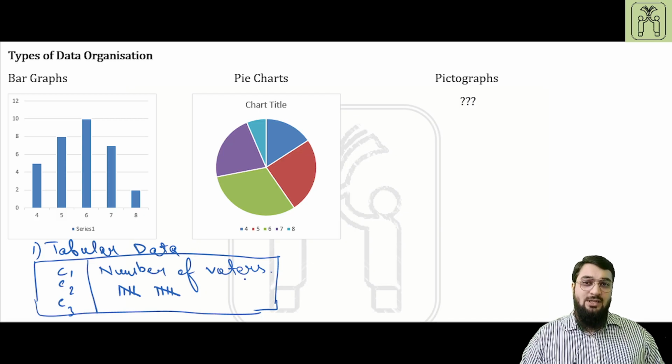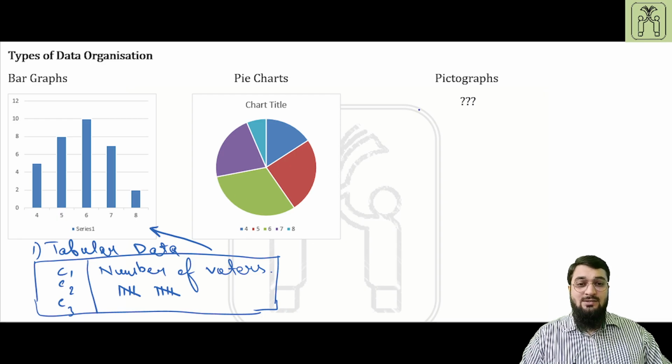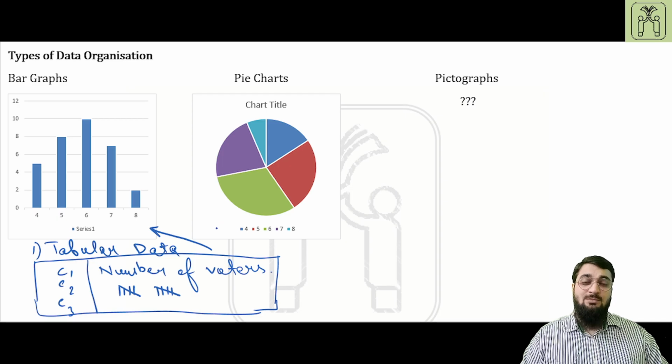After organizing data into a tabular form, what do we do? We can present or plot them in three categories. These are the basic three categories. There are various other types of categories, which I will mention later on. But first, let's understand the basic categories available to plot the data. First is the bar graph, second is the pie chart, and third is the pictograph.